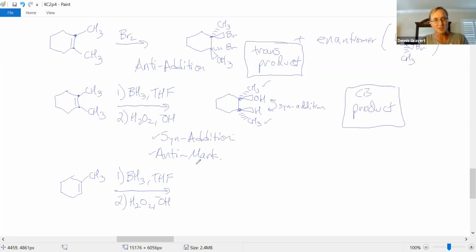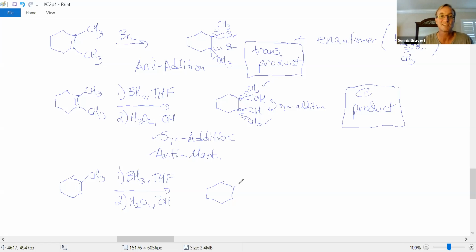Markovnikov's rule says hydrogen goes to the carbon with more hydrogens. But this is anti-Markovnikov, the opposite. So hydrogen, you go to the carbon that has fewer hydrogens, right? So hydrogen's got to go up here. So here, I'm going to attach the hydrogen. Checking my notes, make sure I'm doing this right. Yes.